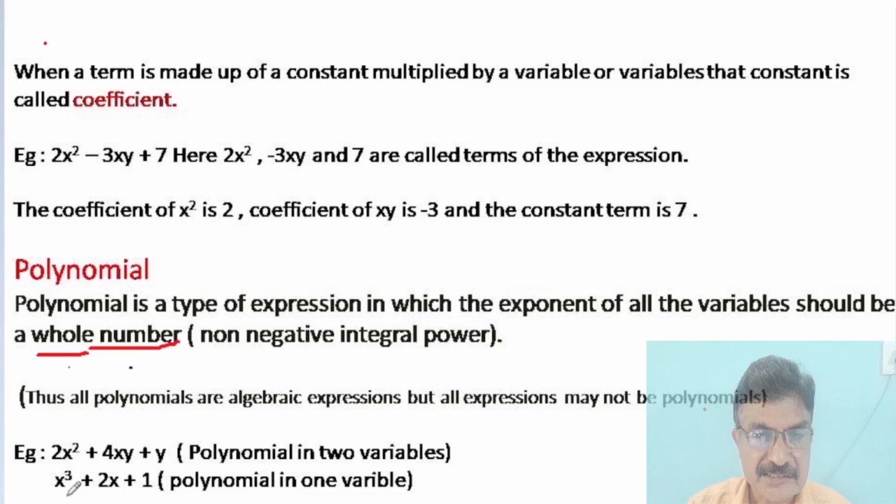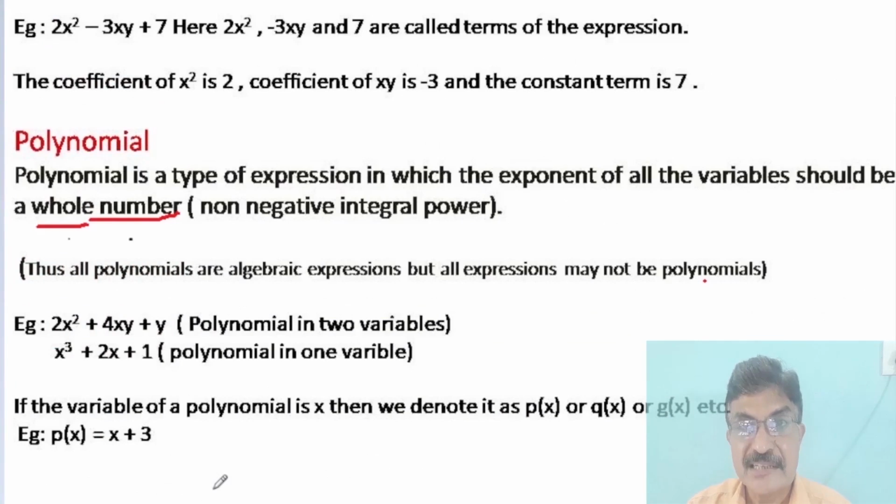So this is a polynomial. Consider this example. X cubed plus 2x plus 1. 3 terms are there. Here the exponent is 3, a whole number. The exponent of x in the second term is also a whole number. For 1, we may assume x raised to 0. So whole number. Power of all the variables are whole numbers. So this is a polynomial. We can also say it is a polynomial in one variable.